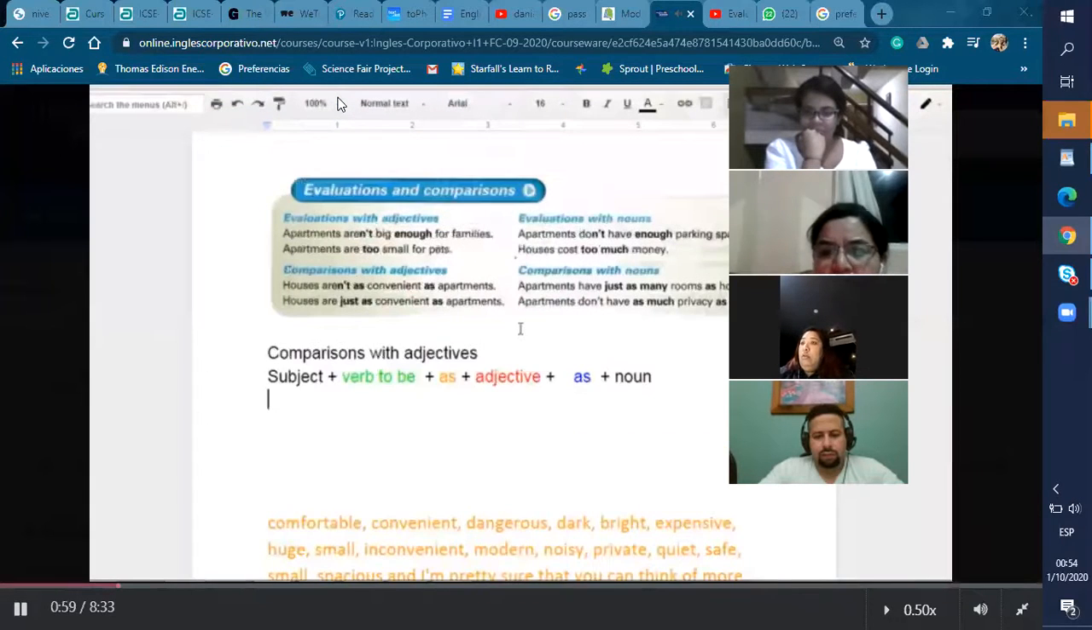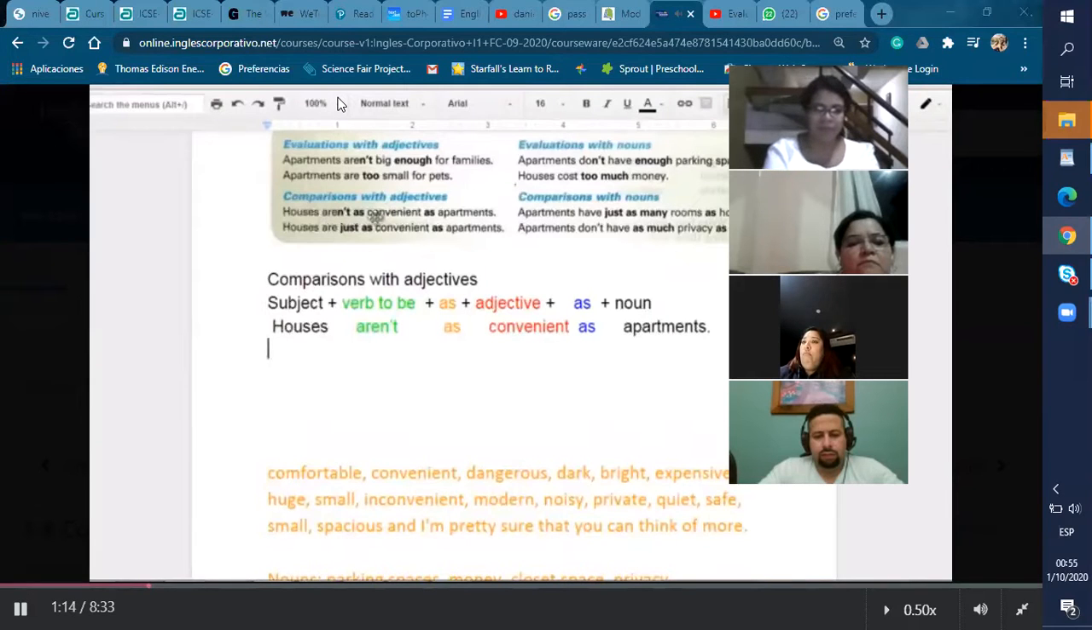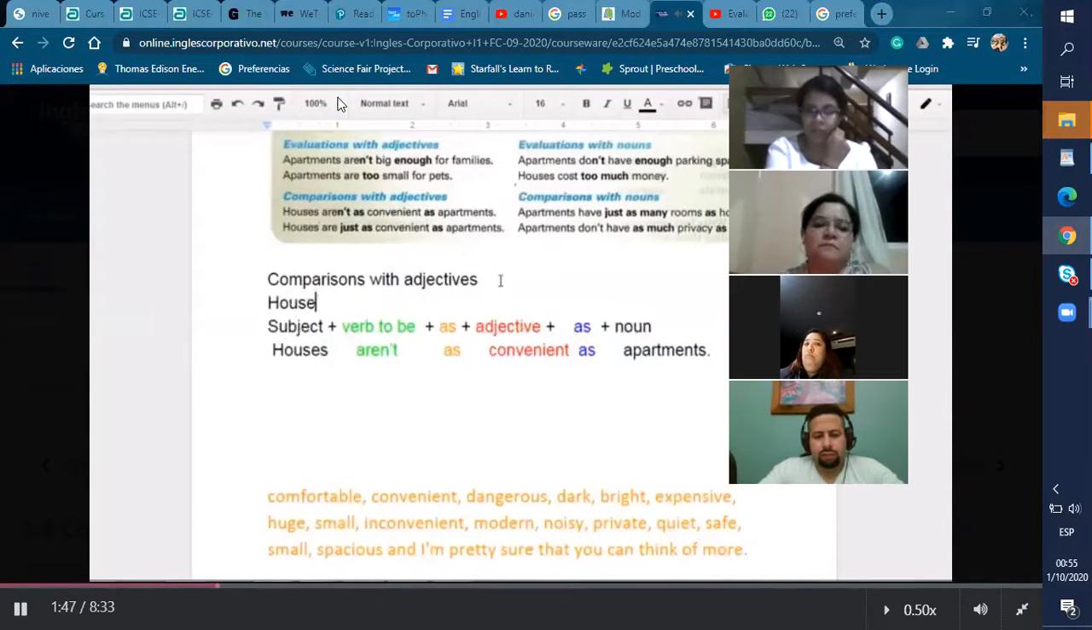So let me present the formula at this time. What we want to do is make sense of the comparisons towards the bottom. We're going to start with comparisons with adjectives. I'm going to write the same example that is there, and then make a few more to make sure we understand the topic. First, we're going to have some sort of subject, followed by the verb to be. The verb to be can be in its positive or negative form, followed by as, the adjective, and as. Quick example: houses aren't as convenient as apartments. Towards the end, you include whatever you're comparing your subject with. In this case, I'm comparing houses versus apartments.